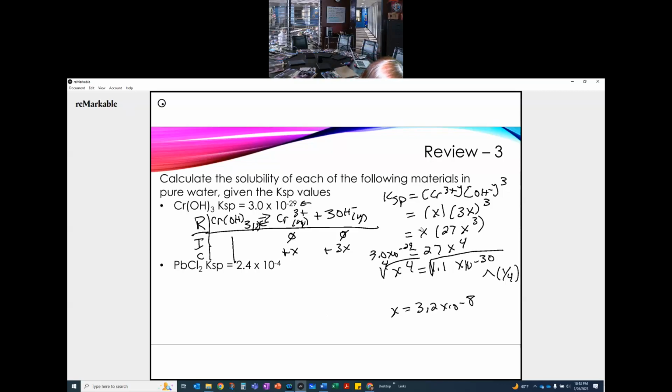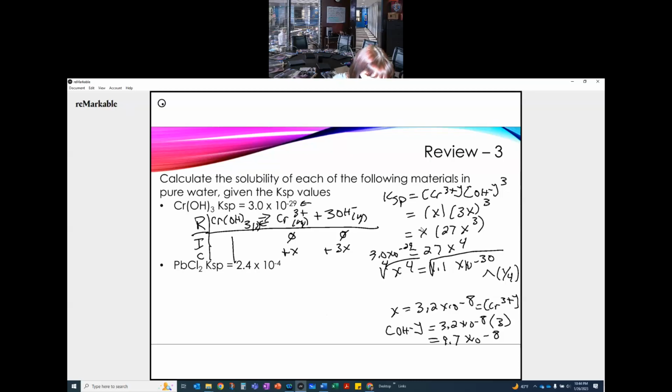So that is my Cr3 plus. My OH minus, on the other hand, is going to be that 3.2 times 10 to the minus 8 times 3, which gives me 9.7 times 10 to the minus 8th. Okay, so that's both of those concentrations at equilibrium. Awesome. That's exciting. Now, when it says solubility, there are two things that it's looking for.